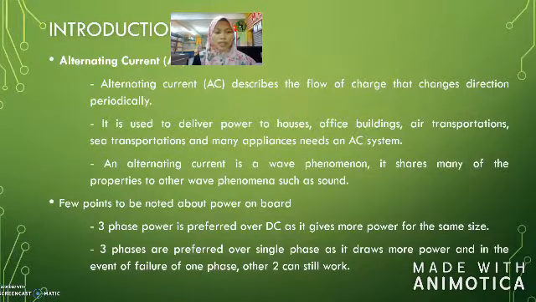The first one is alternating current. Alternating current describes the flow of charge that changes direction predictably. It is used to deliver power to houses, office buildings, air transportation, sea transportation, and many appliances need an AC system. An alternating current is a wave phenomenon. It shares many of the properties of other wave phenomena such as sound.